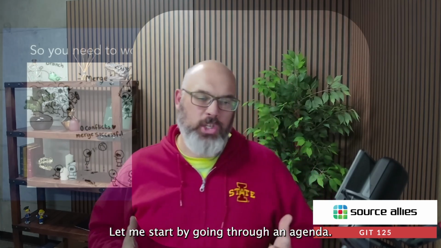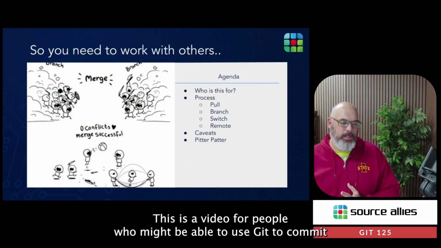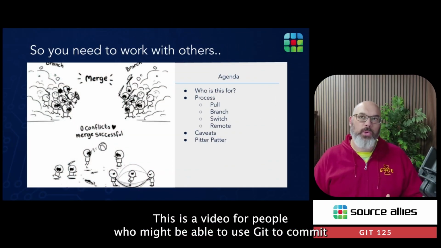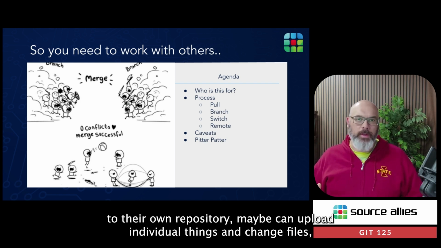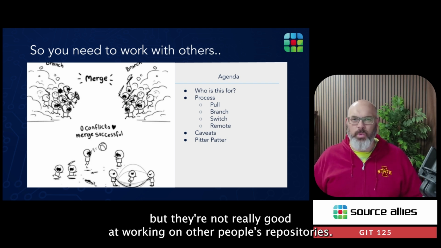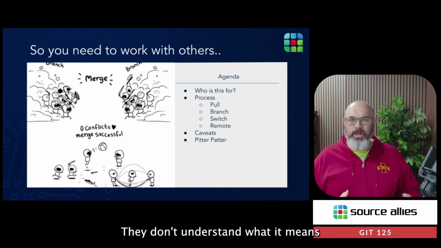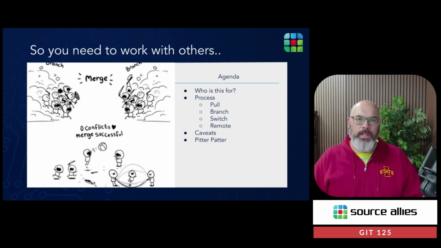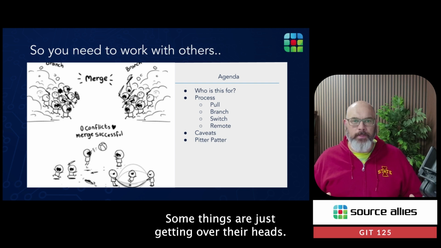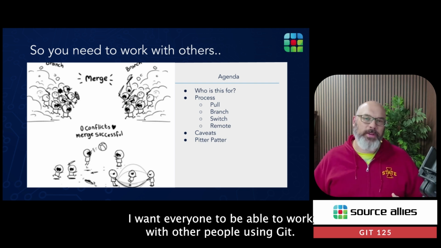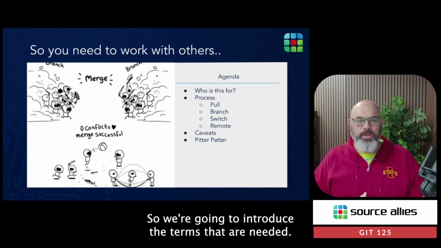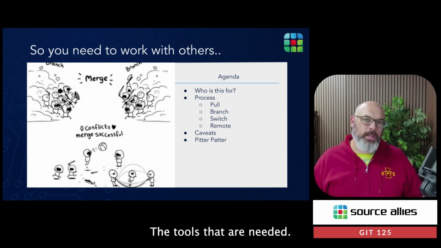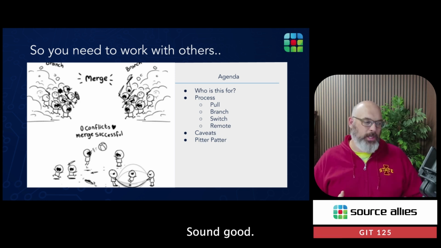Let me start by going through an agenda, what we're going to cover. This is a video for people who might be able to use Git to commit to their own repository, maybe can upload individual things and change files, but they're not really good at working on other people's repositories. They don't understand what it means when people ask them to fork or to submit a pull request. Some things are just getting over their heads. I want everyone to be able to work with other people using Git. So we're going to introduce the terms that are needed, the tools that are needed, and we're going to run through an example. Sound good?